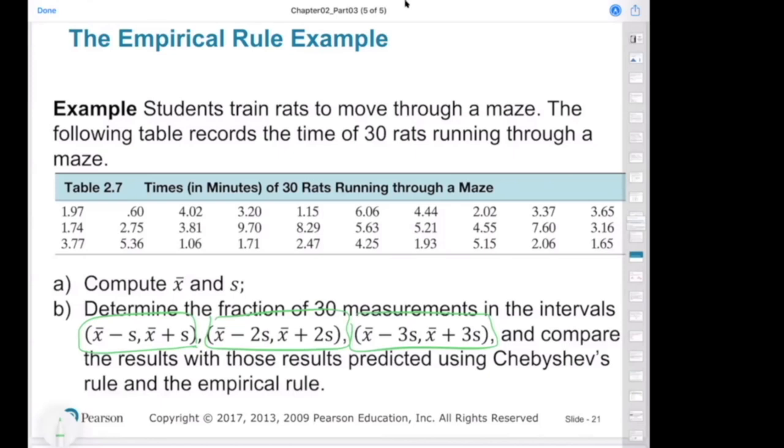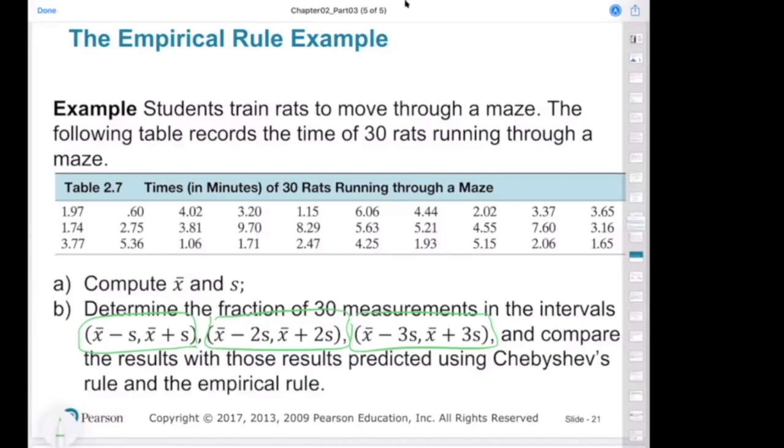So we will see that in this example. Suppose here you have a student training rats to move through a maze. The following table recorded the time of 30 rats running through a maze. So we have the data, as you can see here, in minutes, and we need to compute for this data x bar and the s, the mean and the standard deviation.